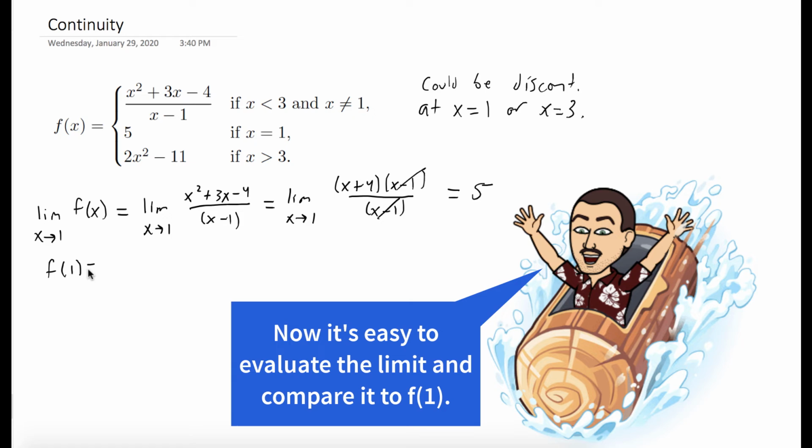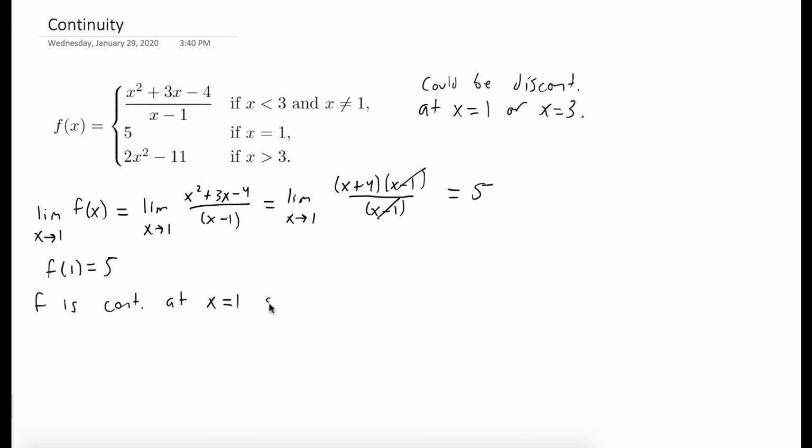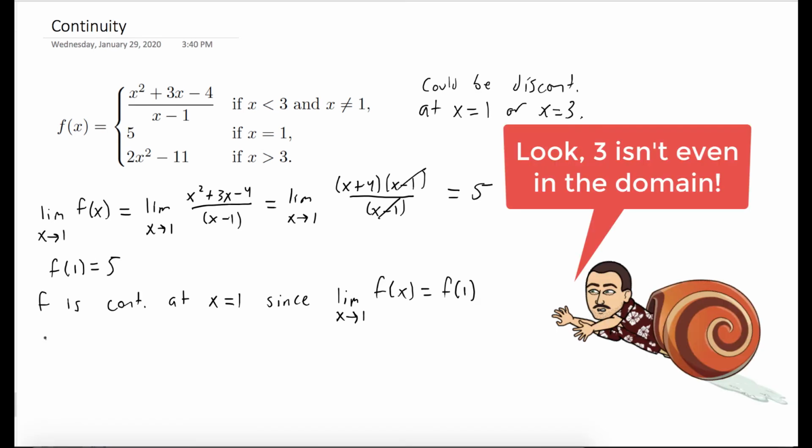And now notice our function, when we evaluate at x equals 1, is also equal to 5. And so since our limit is equal to the same thing as just plugging in the function value, we say that our function is continuous at x equals 1. And the way we formally write it is this: the limit as x goes to 1 of f of x equals f of 1. And now we'll do the same thing with x equals 3, but notice there's no part of our function that is defined when x equals 3, so it's automatically discontinuous at x equals 3.